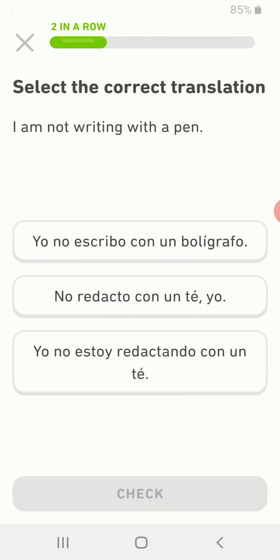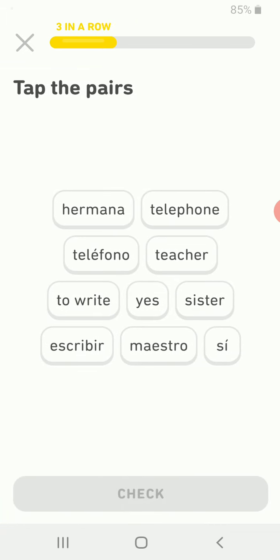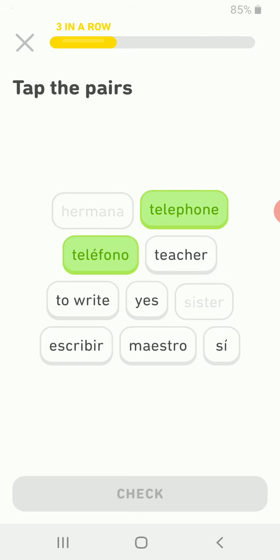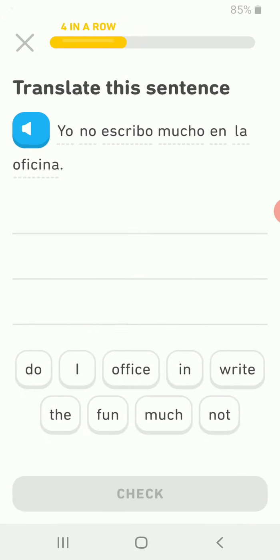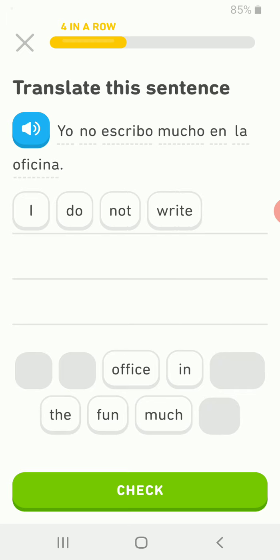Select the correct translation. I am not writing with a pen. Yo no escribo con un bolígrafo. And here we have hermana. This is sister. Telephone is teléfono. Teacher is maestro. To write is escribir. So we know that the letter B sounds like a V. And yes, yo no escribo mucho en la oficina. I do not write much in the office.